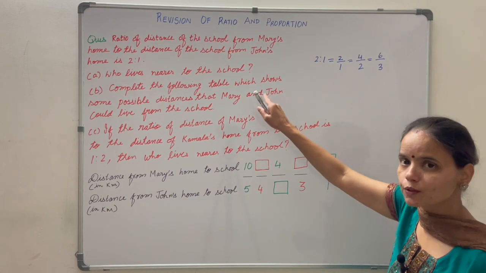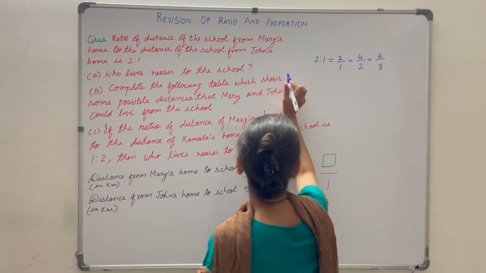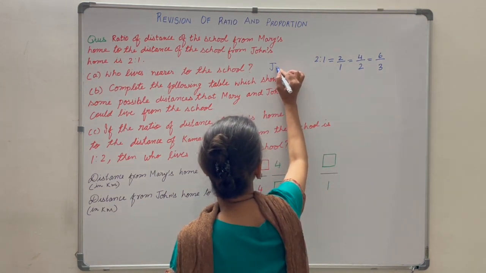So who lives nearer to the school? You can clearly see John lives nearer to the school. So the answer here is John.